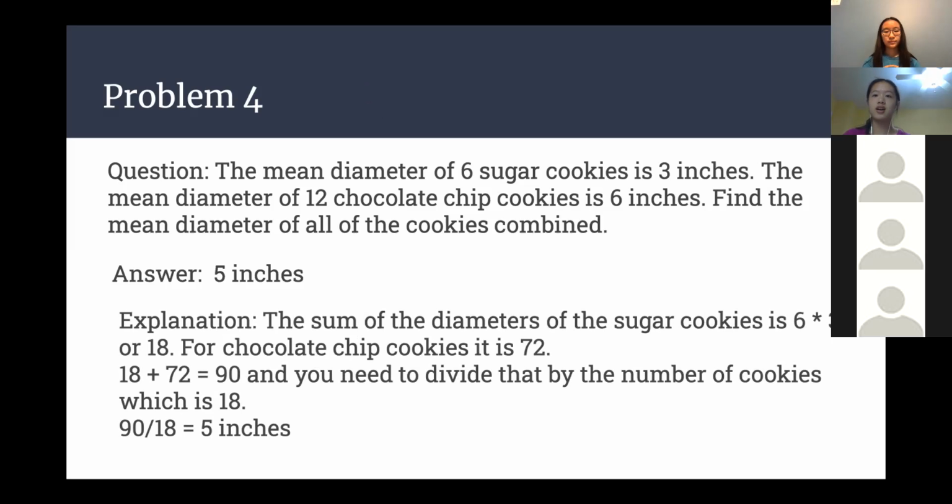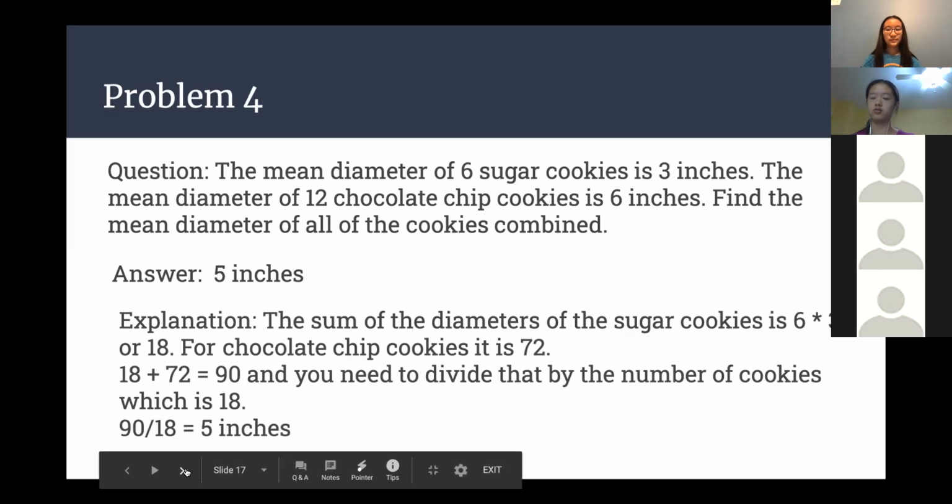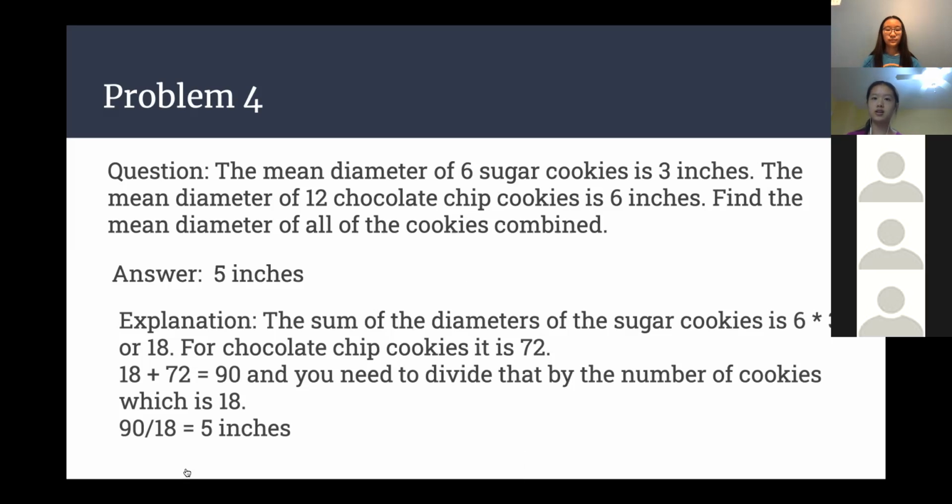So the sum of the diameters of the sugar cookies would be 6 times 3, or 18 inches. And for the chocolate chip cookies, it would be 12 cookies times 6 inches, which would be 72. So in total, there would be 18 plus 72, which equals 90 total inches of cookie diameter. To find the average cookie diameter, you divide that by the total number of cookies, which is 18. So 90 divided by 18 equals an average of 5 inches.